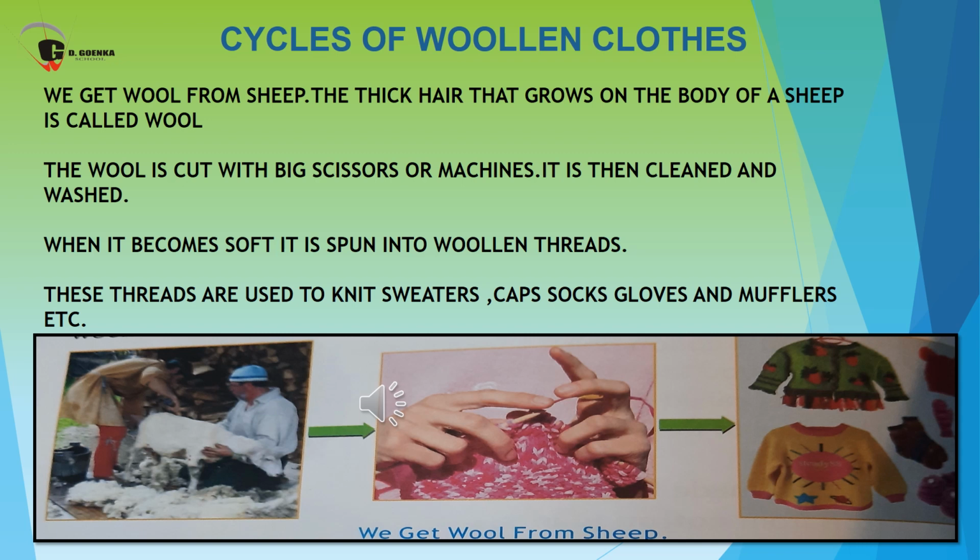The wool is cut with big scissors or machines. It is then cleaned and washed. After cutting the wool with the scissors or machines, we clean it and we wash it. When it becomes soft, it is spun into woolen threads. These threads are used to knit sweaters, caps, socks, gloves and mufflers.